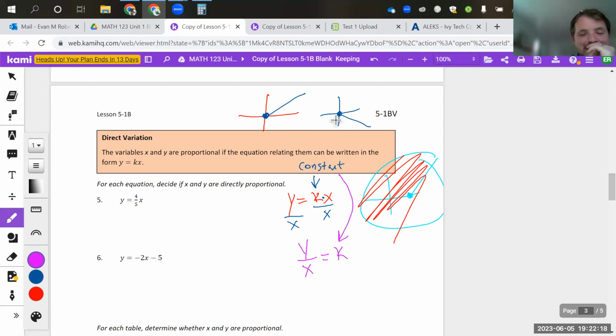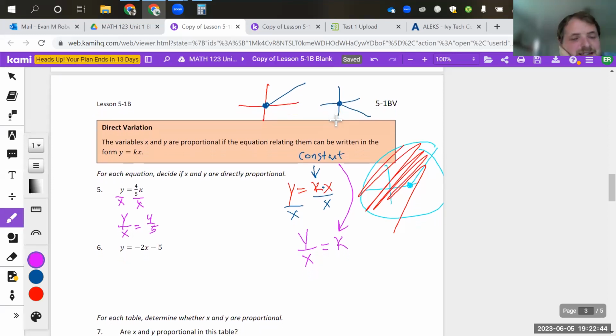Okay. I think I'm explaining it in probably a more confusing way than I need to be. So kind of hang in there for a couple of examples here. So again, over here, if I want to get just the constant alone, I can divide by x on both sides. And I've got that y over x is equal to 4 over 5. Again, all I did was move that x to the other side since there was multiplication between the 4 over 5 and the x. And so these are directly proportional because I have a y over x situation and it equals some kind of number.